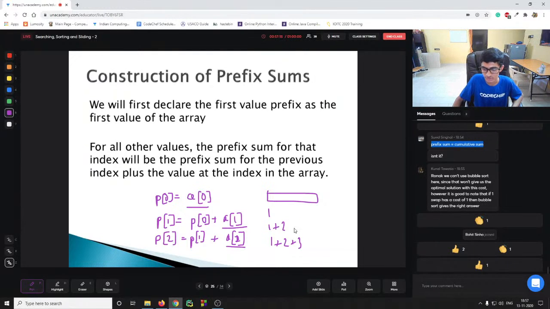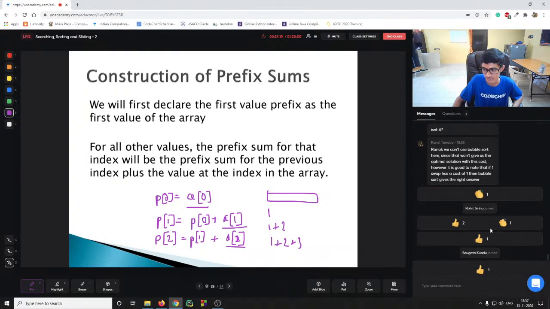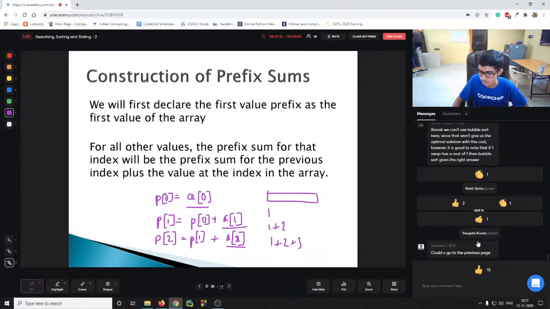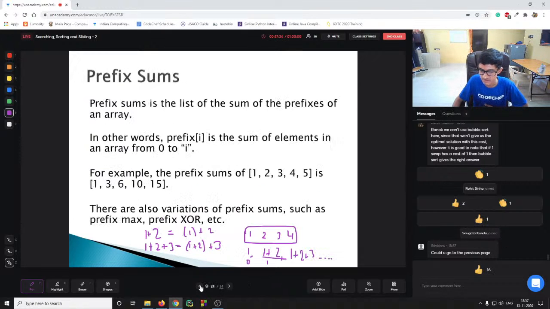So I guess everyone got that. Did everyone get that? Yeah, if you didn't, please react with a confused emoji. Or if you did get it, please react with thumbs up so that I can know everyone got it. Okay, could you go to the previous page? Sure.